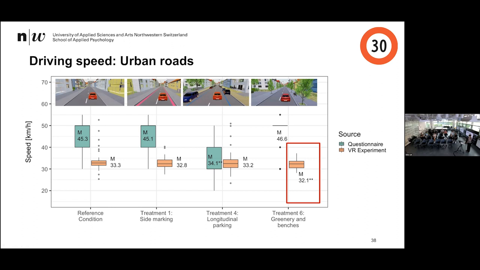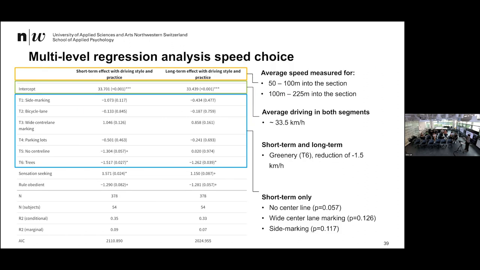As you can already see very fast, as researchers probably here, the differences are small. We have here a significant difference. The trees on the side and the edges significantly reduce the speed that people are driving in the virtual reality environment, but the differences are very small. Let's have a deeper look into what's going on.